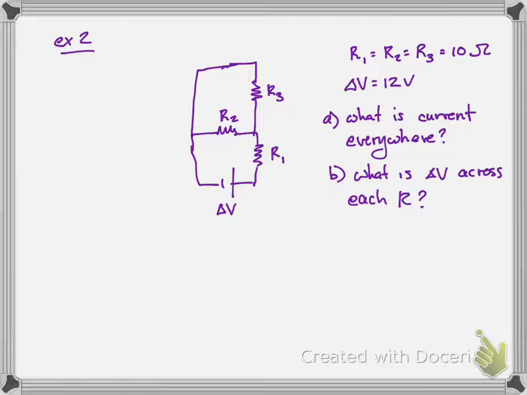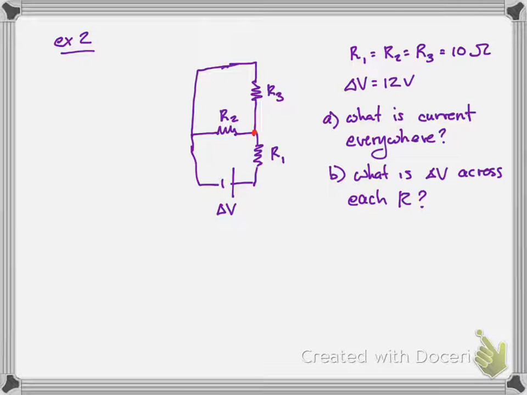I want you to look at these resistors and tell me, are any of these resistors in series or in parallel with each other? You can pause it and think about it, but otherwise I'll say R1 is not in series with R2 because there's a junction between R1 and R2, and that's the same with R2 and R3 and R3 and R1. There's a junction between, so none of these are in series with each other.